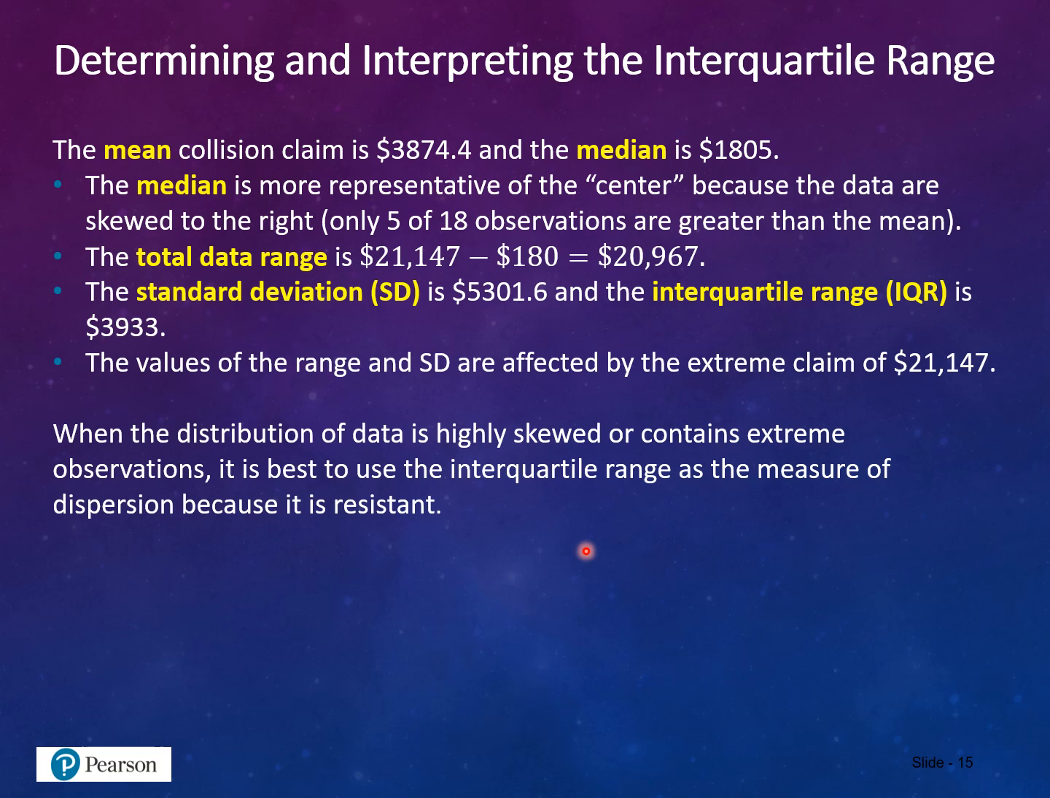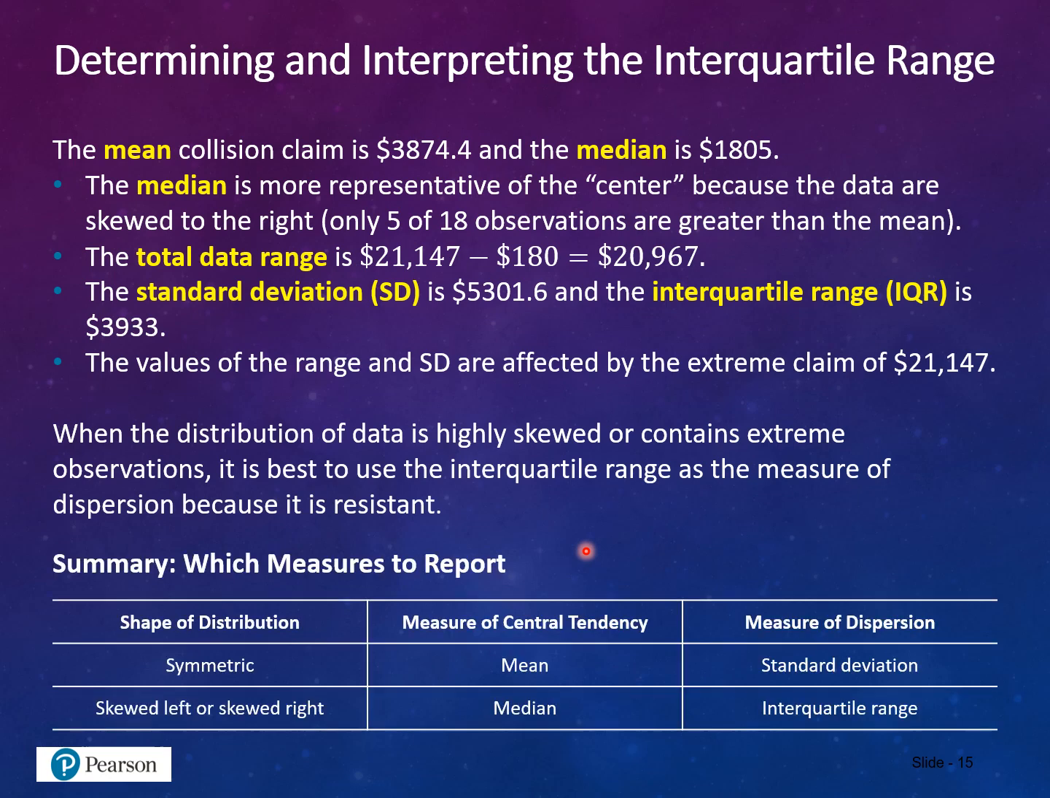When the distribution of data is highly skewed, or it contains extreme measures, it is best to use the interquartile range as the measure of dispersion because it's more resistant. Okay, and so that's why we're using that middle range to explain what's happening with our data.